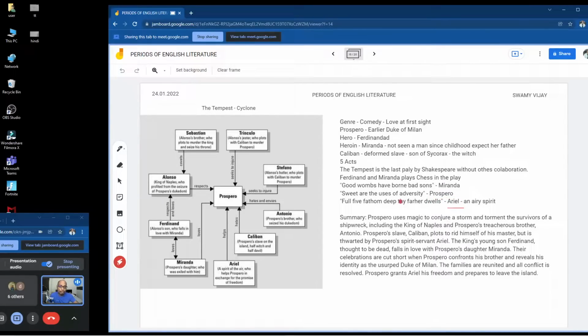And then Ariel said one statement, full five fathom deep thy father lies. So this is a statement or quote by Ariel, who is an airy spirit. Ariel means a spirit of the air who helps Prospero in exchange for the promise of freedom. So Prospero promised Ariel that if he does his work, he will give freedom to Ariel. Now the summary, it's a small paragraph I have copied from the internet. Prospero uses magic to conjure a storm and torment the survivors.